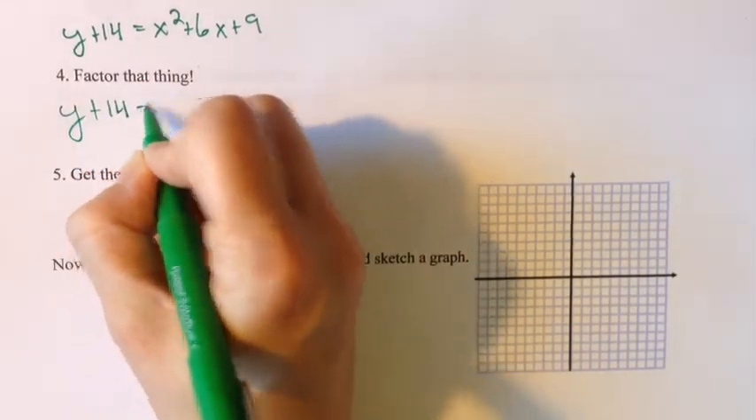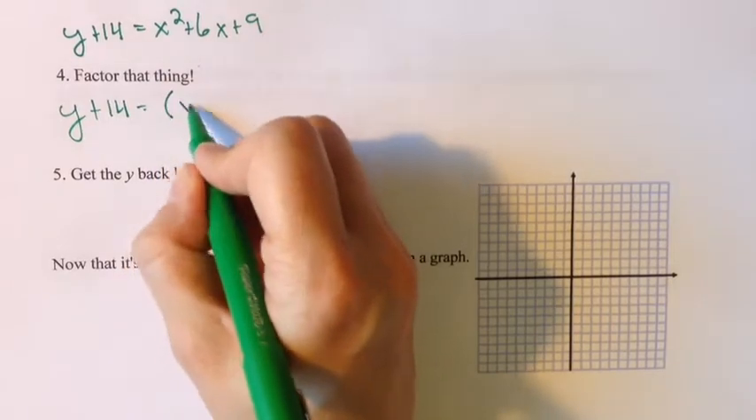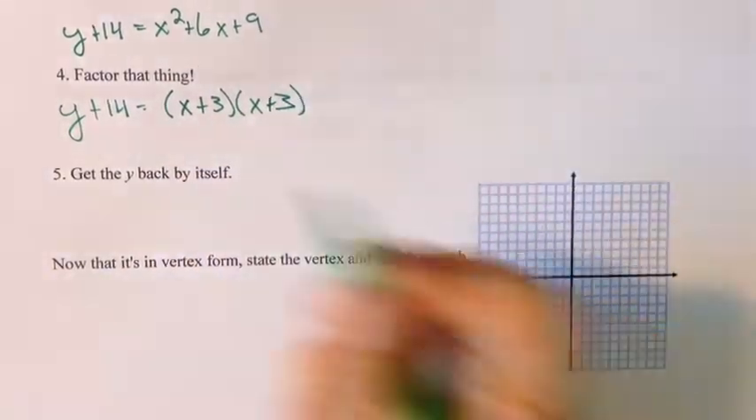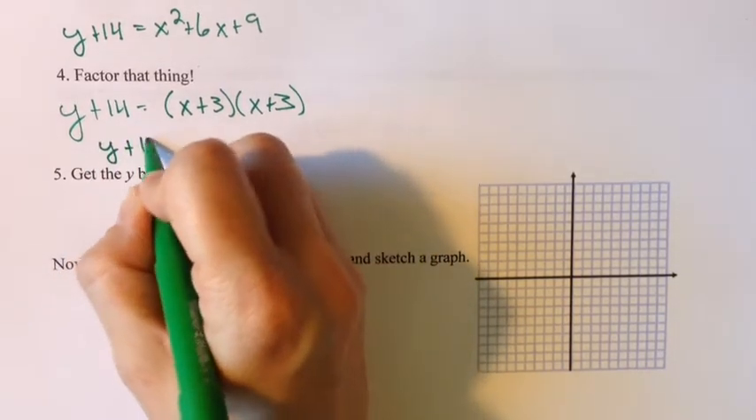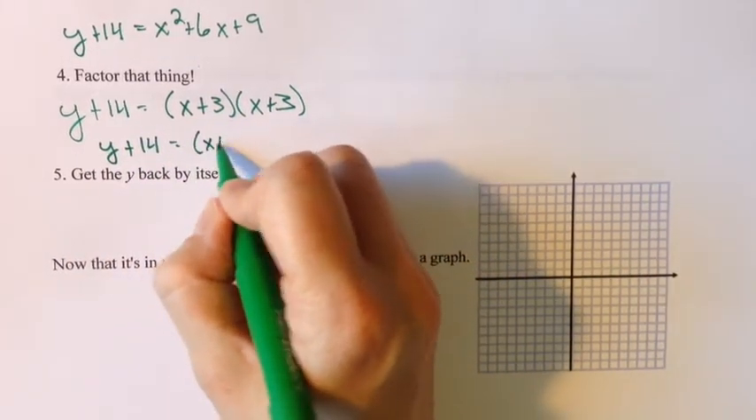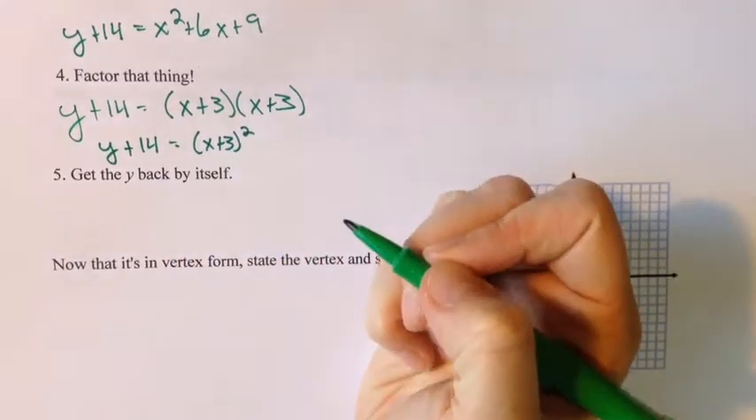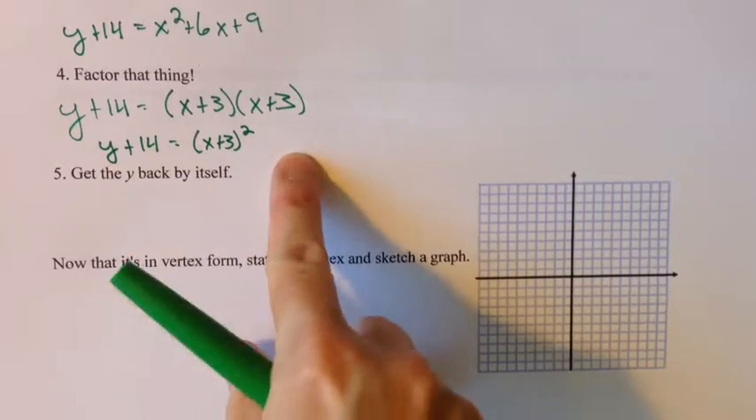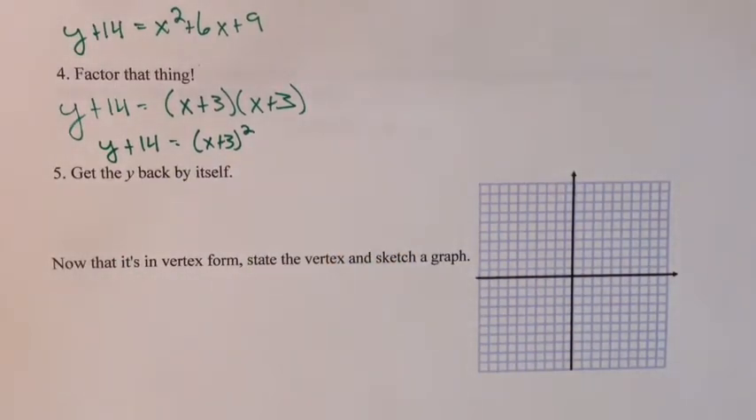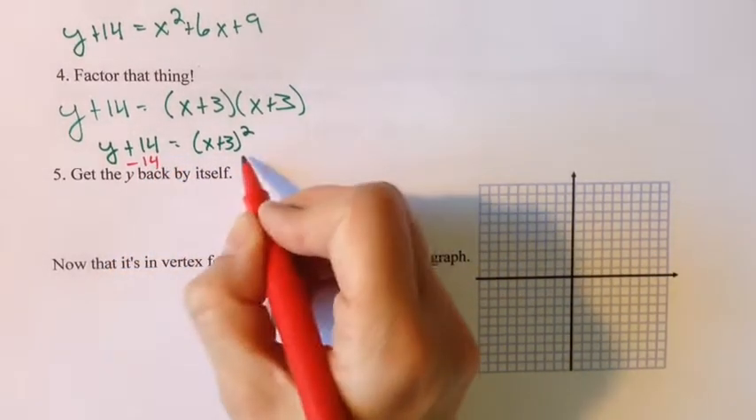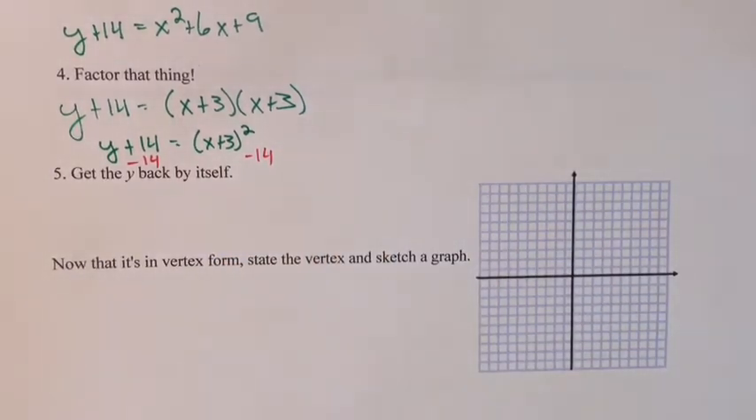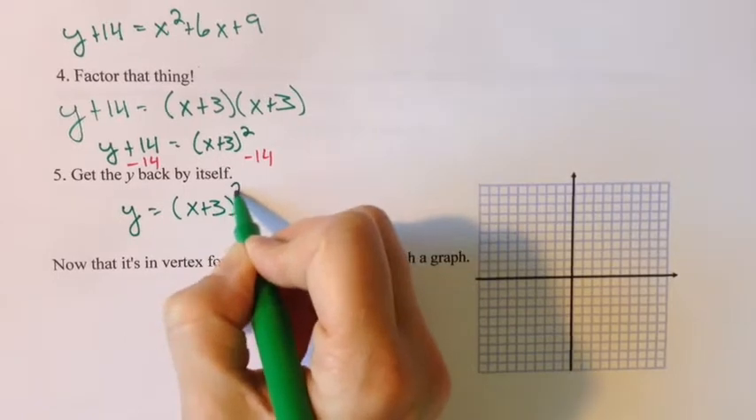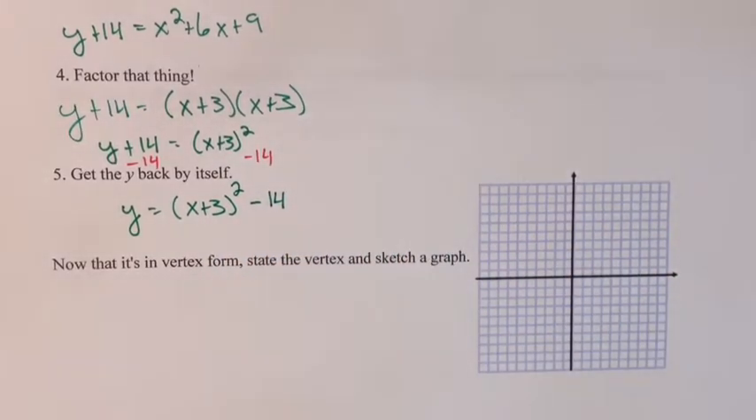And sure enough, x squared plus 6x plus 9 factors as x plus 3 multiplied by itself, x plus 3. So this is the same as y plus 14 equals (x plus 3) squared. Now I'm going to finish this by getting the y back by itself, subtracting 14 from both sides. And that gives me y equals (x plus 3) squared minus 14, which is now in vertex form.